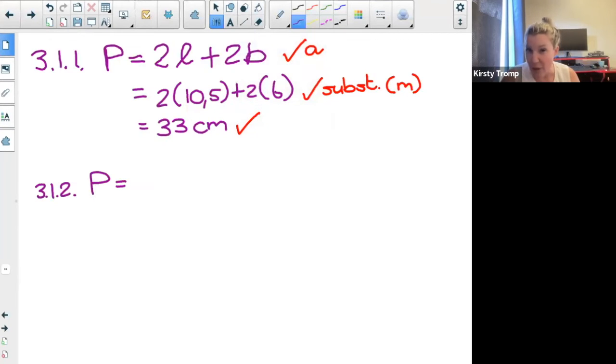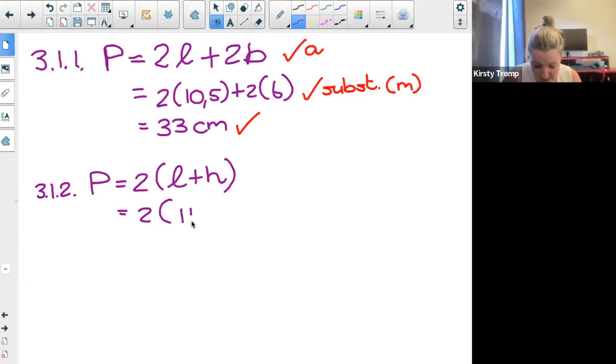This is a parallelogram. We said earlier on for a parallelogram, we can say 2 open brackets, length plus height. So 2 open brackets. I'm going to say the length was 11 plus the height was 9. And so I get 40 centimeters.